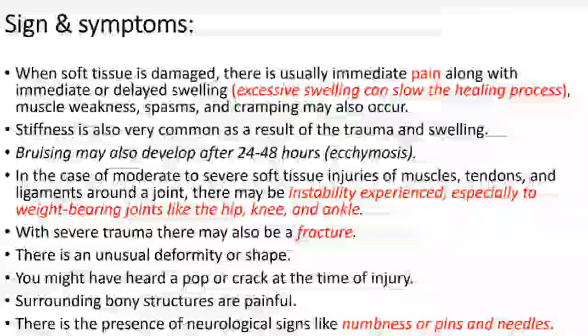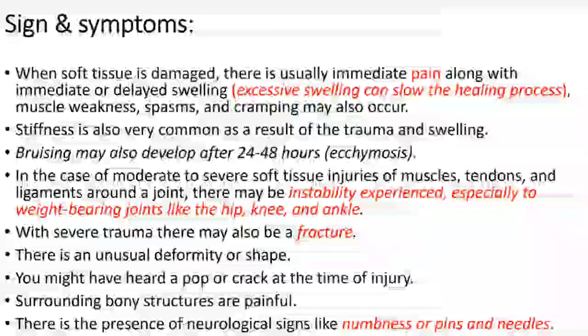Muscle weakness, spasms, and cramping may also occur. Stiffness is also very common as a result of the trauma and swelling. Bruising may also develop after 24 to 48 hours. Ecchymosis.